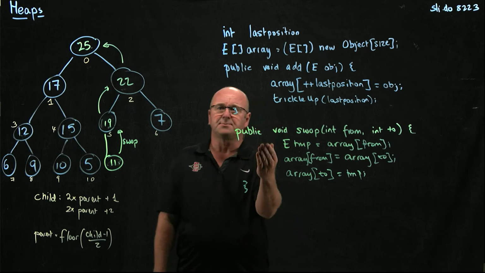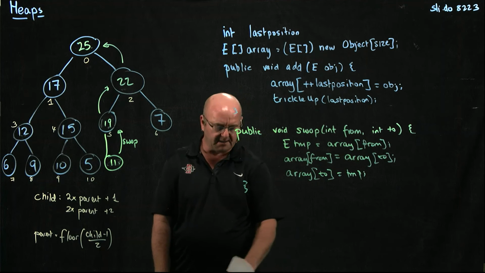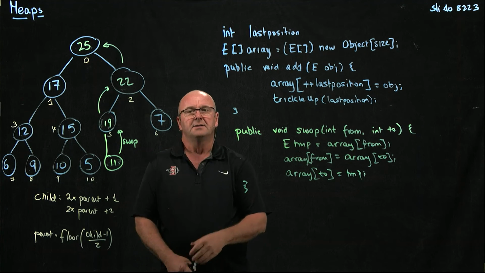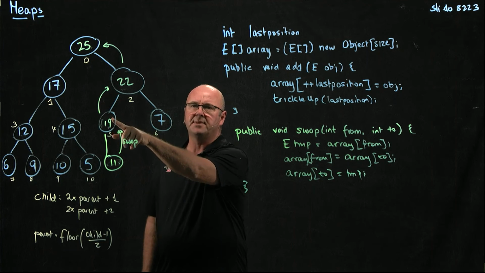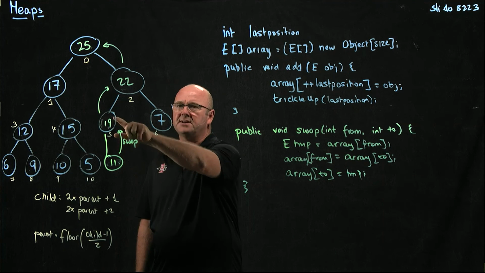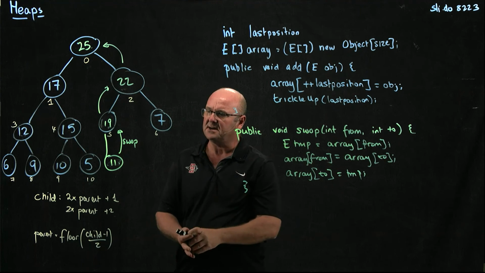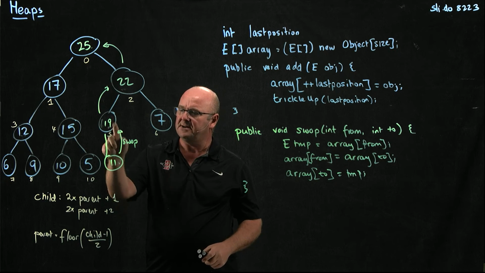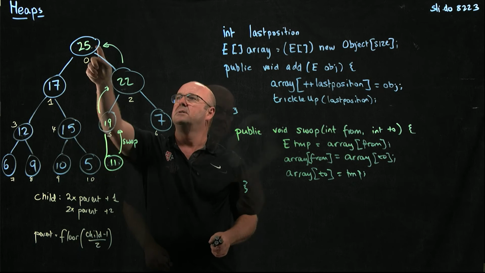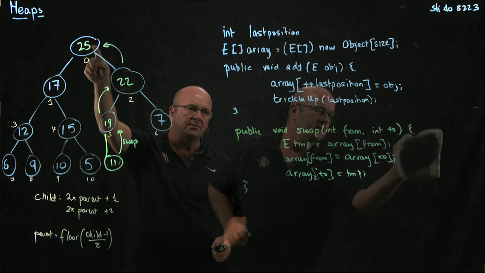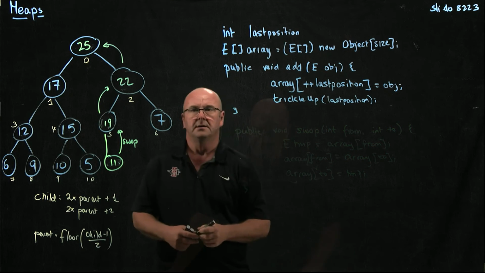So we've got our swap method, we've got our add, we've got to figure out what our trickle up is going to do. So remember our trickle up, what we're going to do is we're going to compare our item to our parent, and if we're bigger than our parent, we're going to swap, and we're going to keep doing that until we get to the root. So our stopping conditions are either we're not bigger than our parent. If we're smaller than our parent, we don't do anything, or we're at the root position. And we know we're at the root position because our current position would be 0, right?